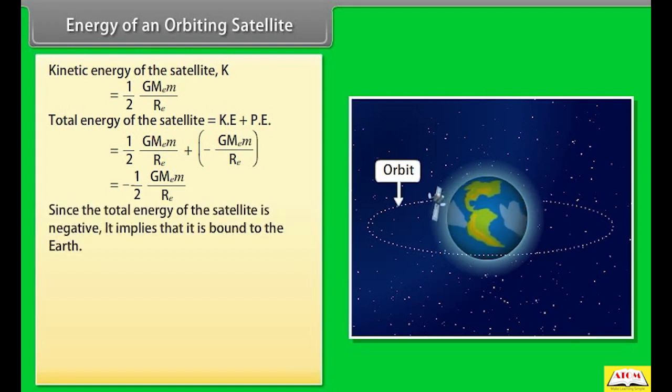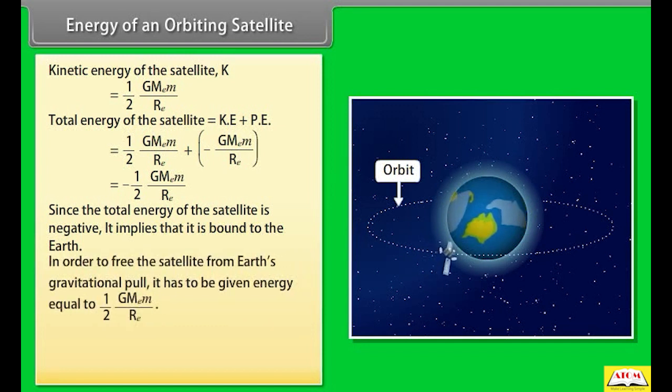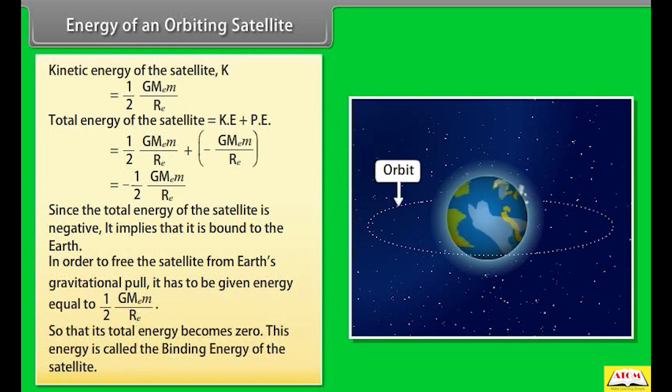Since the total energy of the satellite is negative, it implies that it is bound to the Earth. In order to free the satellite from Earth's gravitational pull, it has to be given energy equal to 1 by 2 GMₑm divided by Rₑ, so that its total energy becomes 0. This energy is called the binding energy of the satellite.